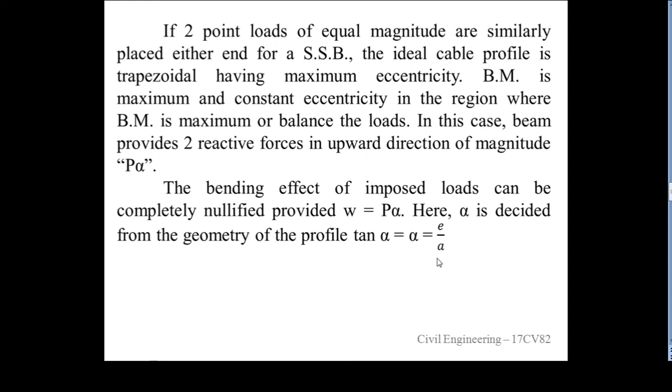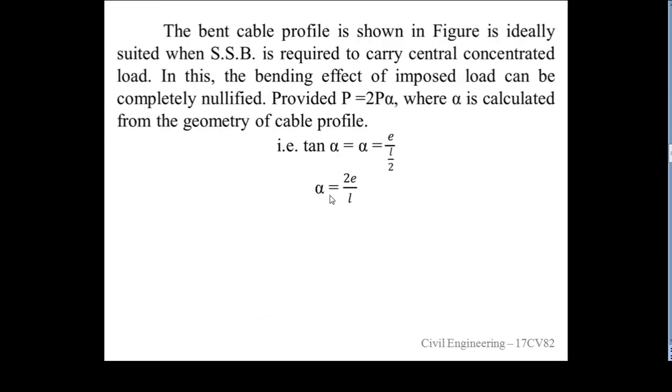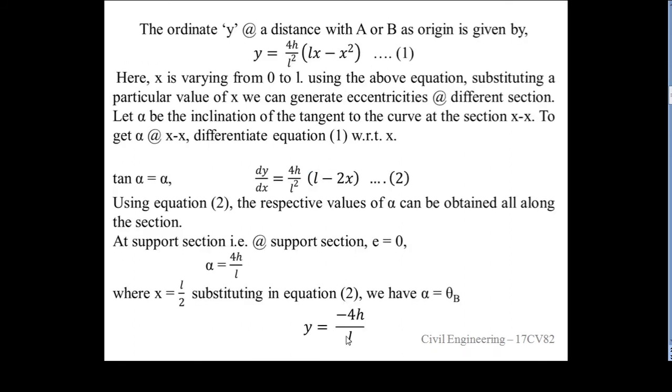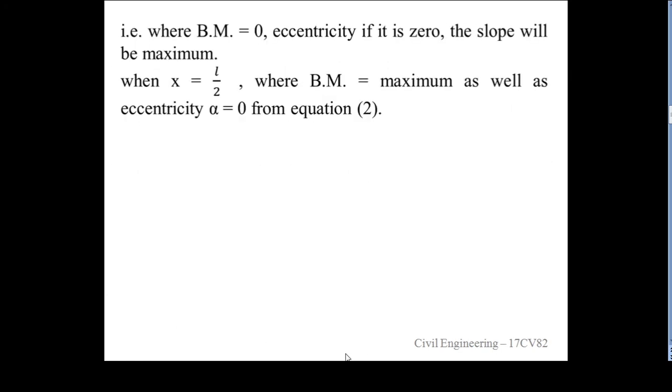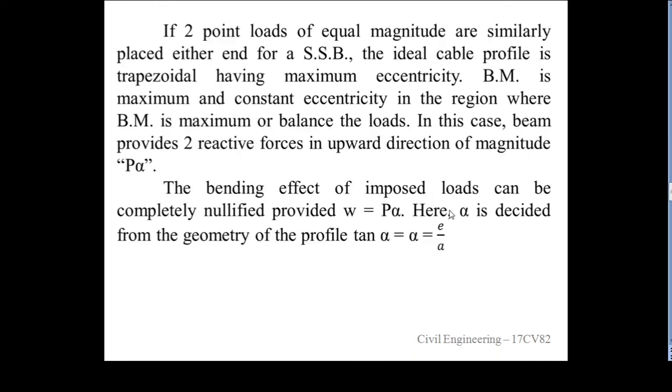This is for your two concentrated loads at one third. If your e is equal to, alpha is equal to 2e by L, that is e is equal to alpha into L by 2 for this bent cable. For parabolic cable, that is 4h by L. This alpha will depend on the geometry of the profile of the cable.